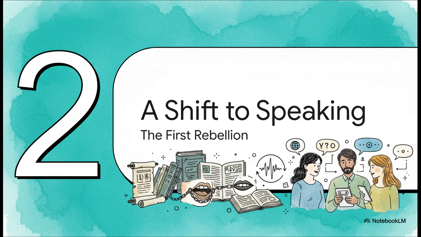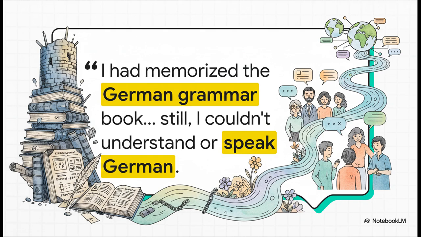And that dissatisfaction sparked the first big rebellion against the old guard. The perfect example of this is a guy named François Gouin. He was a French teacher, and he decided to learn German using the traditional method. He went all in, moved to Germany, memorized the entire grammar book, crammed hundreds of verbs into his brain. And at the end of it all, nothing. He couldn't understand a thing, he couldn't speak, it was a total bust.